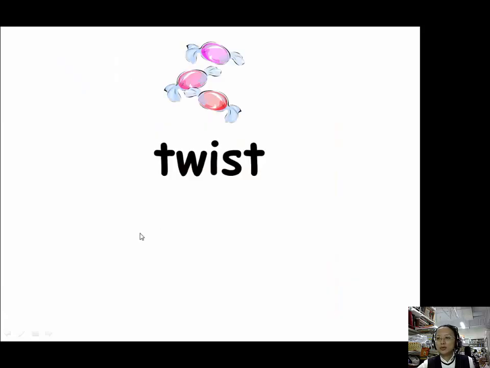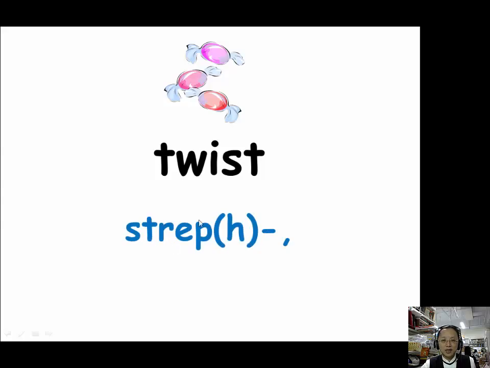Let's review what we've just learned. For describing things that are twisted, we use two prefixes, streph, S-T-R-E-P-H, and stroph, S-T-R-O-P-H.